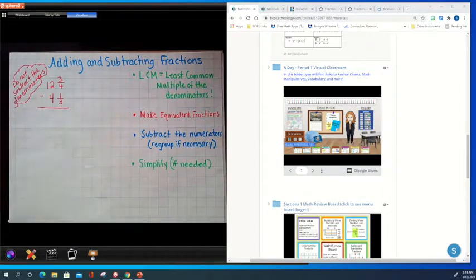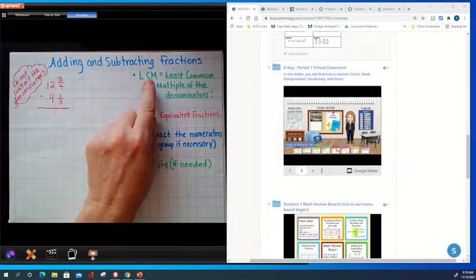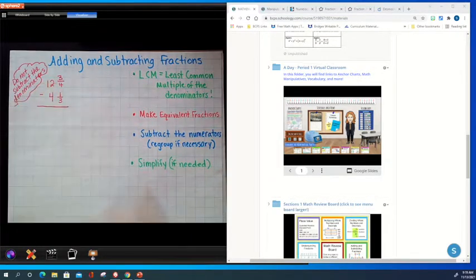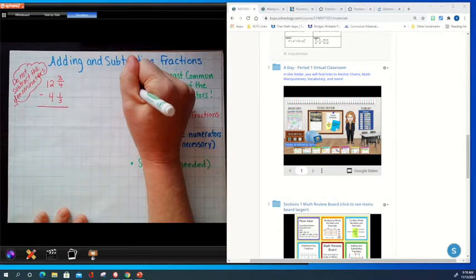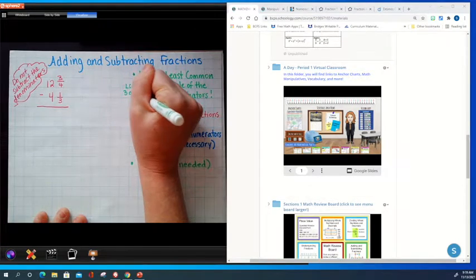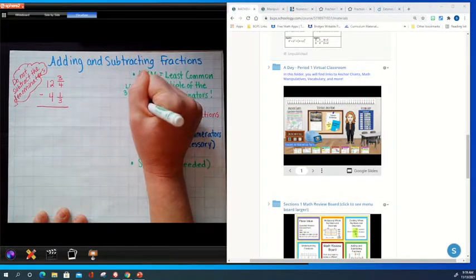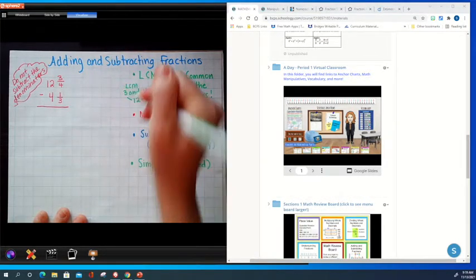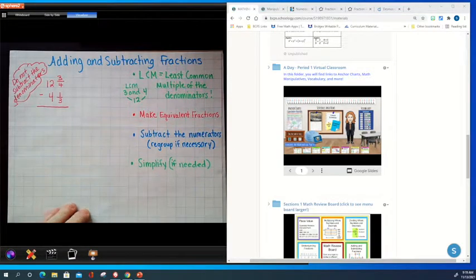So we have 12 and 3/4, and I'm going to subtract 4 and 1/3. Okay, so first step is what is the least common multiple of 3 and 4? That's what I'm looking for, the LCM of 3 and 4. If I skip count by 3s and I skip count by 4s, I will get 12. 12 is the LCM, the least common multiple.